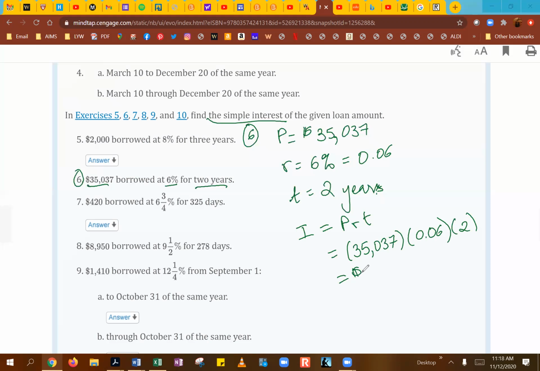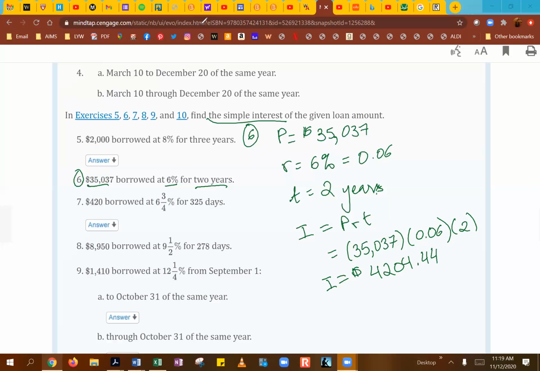Okay, let's see. And yes, you are rounding it to the nearest cent. So 4,204 and 44. Did anybody else get that same answer? Okay, Isabel. And remember, this is just the interest. This is not your future value.